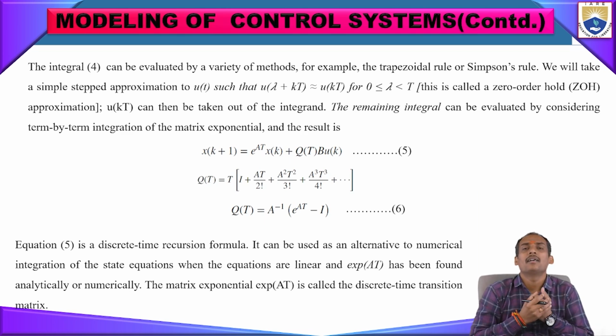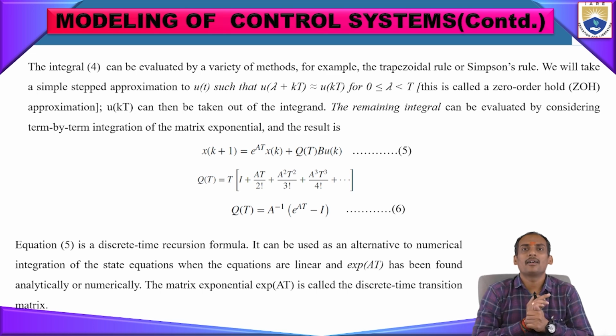That e^(At) expansion we also see, but the integrator for e^(At) will be equal to e^(At) minus I, as we wrote here. So that discrete-time recursion formula, the alternative numerical integration of that state equation, can be like a linear and exponential AIT, like e power At, that has been found analytically or numerically.